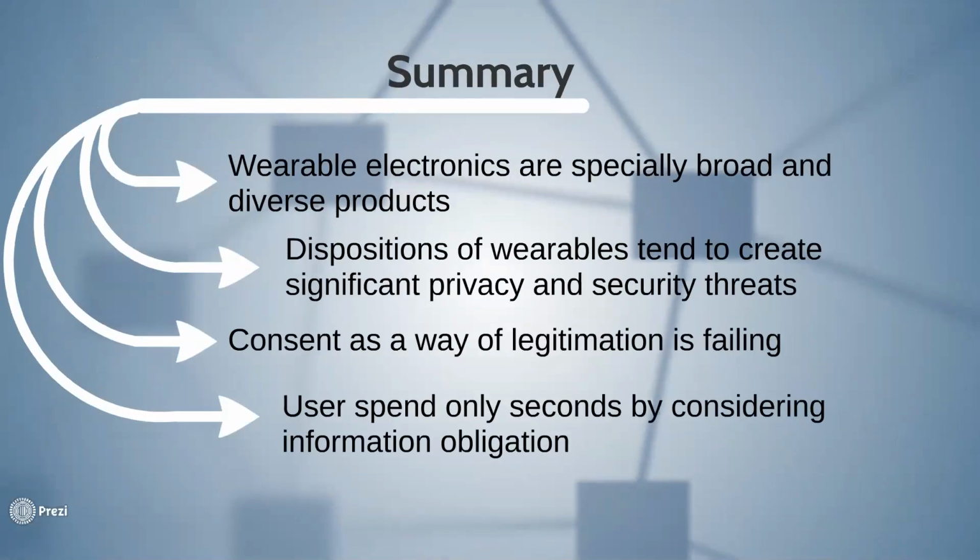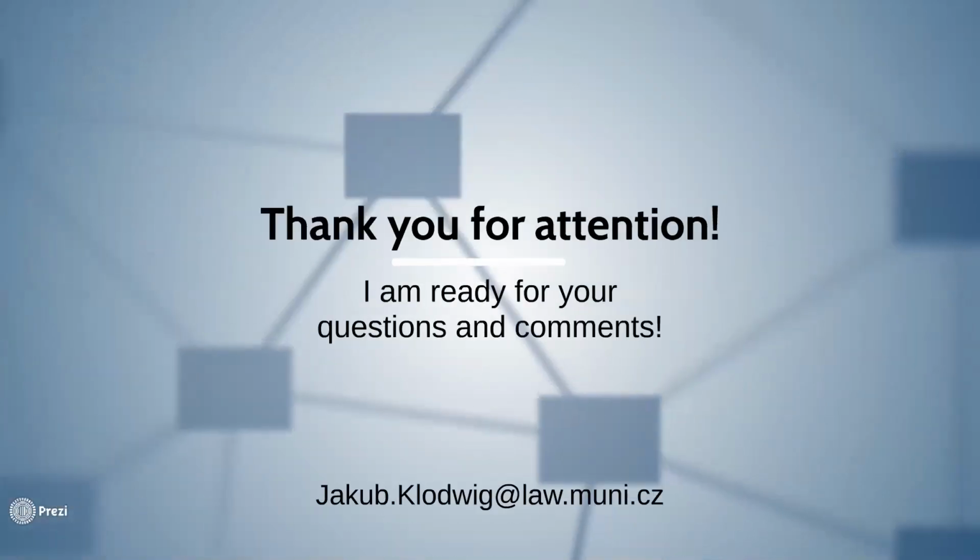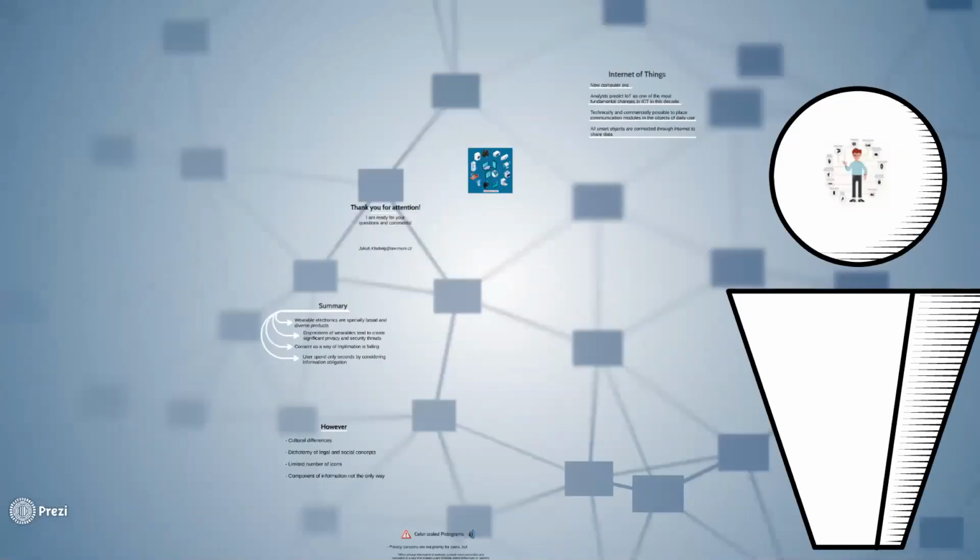So as I'm running out of time, I will give a quick summary: wearable electronics are especially broad and diverse products, and therefore the disposition of wearables tends to create significant privacy and security threats. And consent as a way of information obligation is failing. I think it's a failure of communication between the product bringer and the consumer. And the users spend only seconds considering that information obligation. And in these seconds, we need to put as much information as possible to inform them and to enable them to react. So thank you for your attention, and I am ready for your questions and comments.